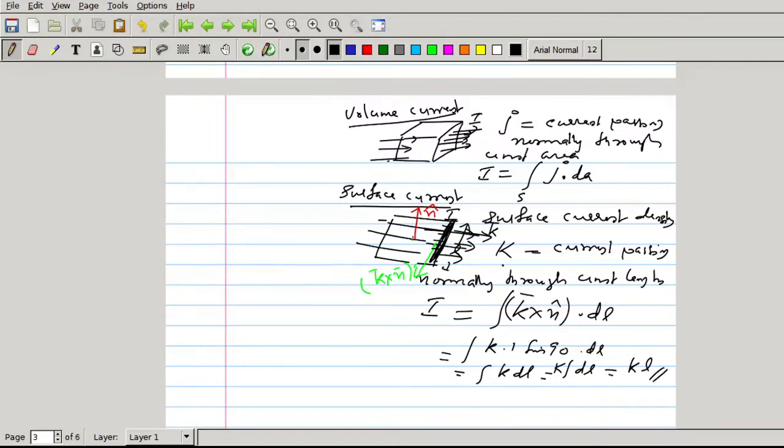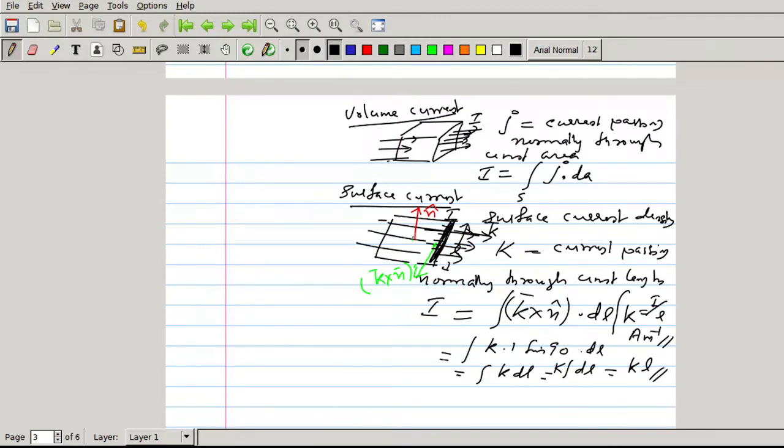So if I have uniform surface current density, then I can write I as K into L, or K equals I by L. So the unit of surface current density is current per unit length, which is ampere per meter. In vector form, if K is the linear surface current density, we can write the current as the integral of K cross n dot dl.